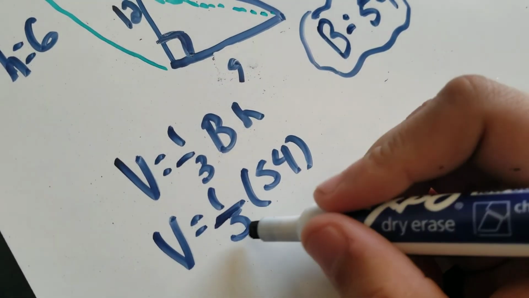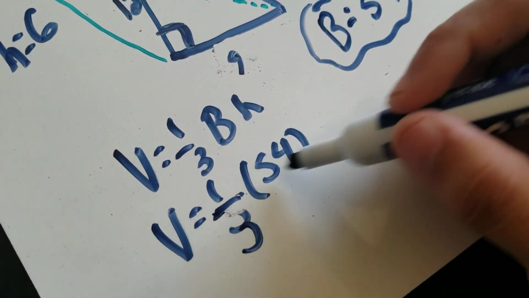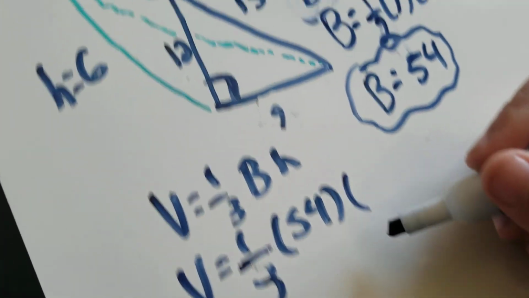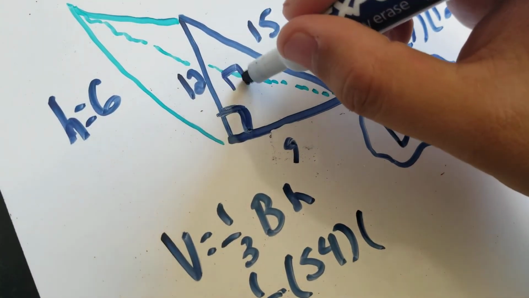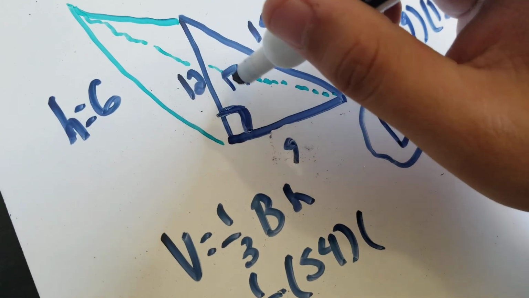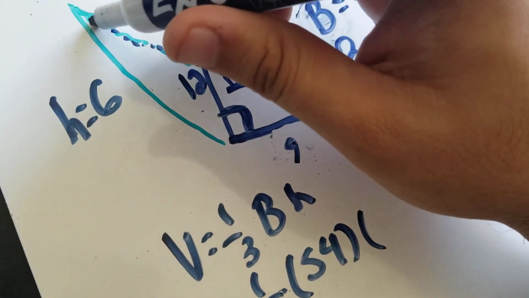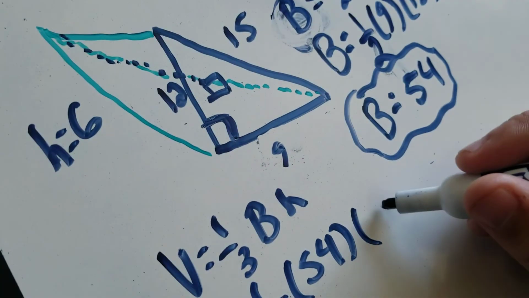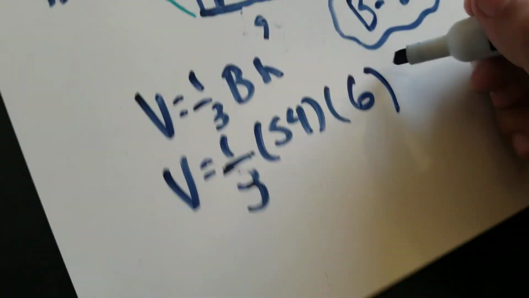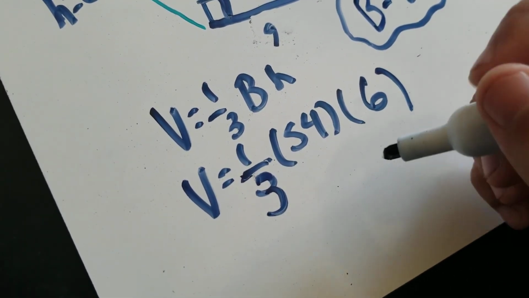So we have 1/3 times 54 times our 3D height. Again, it's hard to draw, but it would also have a right angle, kind of in the middle of the shape, and it would go like that, okay? But this 3D height is 6. So 1/3 times 54 times 6.